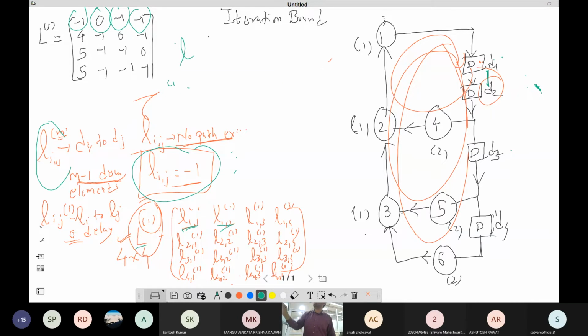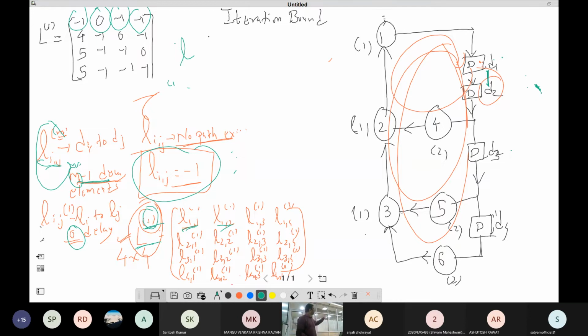So see, this is a matrix L1. For this matrix, I need to find out each individual element value: L11, L12, L13, L14 up to L44. So Lij, where I need to start from Di and go to Dj with m-1 delays in between. Since I am talking about L1, m is 1. So if m is 1, I need to go from Di to Dj where there is 0 delay.